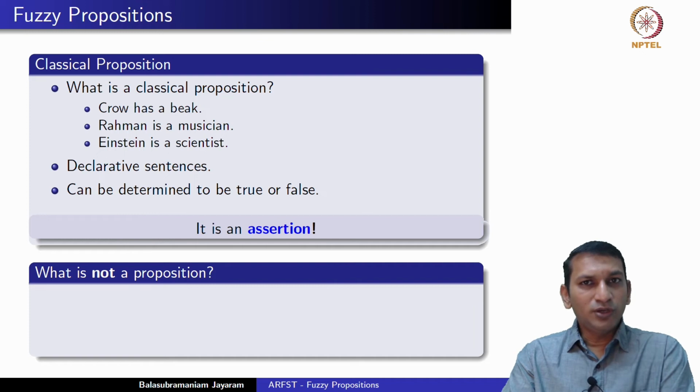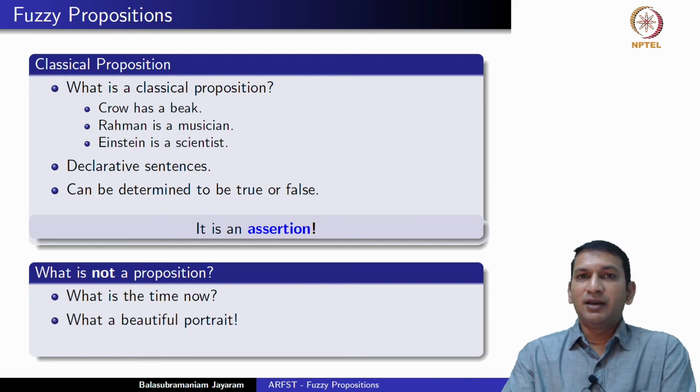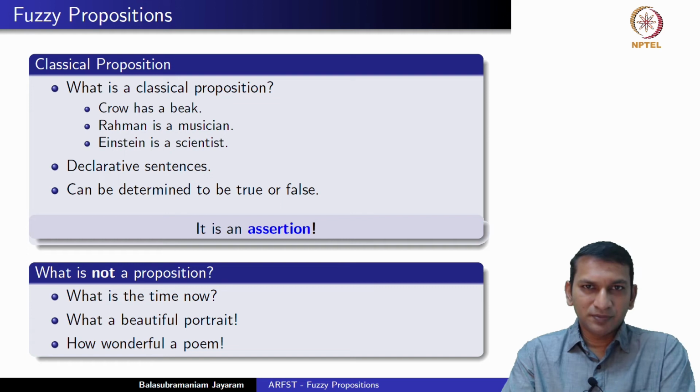We should also note what is not a proposition. A question is not a proposition. What is the time now? That's not a proposition. We cannot ascertain its truth value. Similarly, a rhetorical question is again not a proposition, nor is an exclamation a proposition. So a proposition is an assertion whose truth value can be determined.